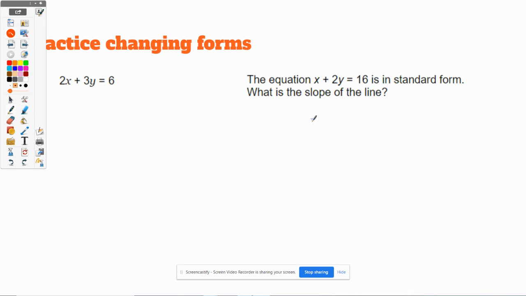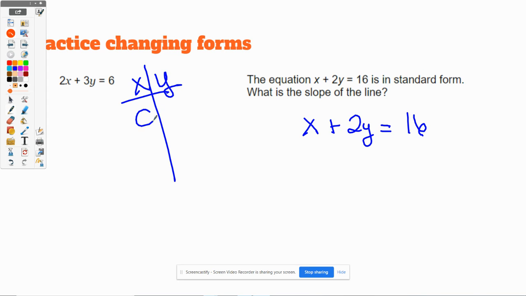Take a look at this example. x plus 2y equals 16. I totally could do the intercepts again. If x is 0, what would y have to be? 8. If y was 0, what would x have to be? 16. I could plot those 2 points and graph the line.